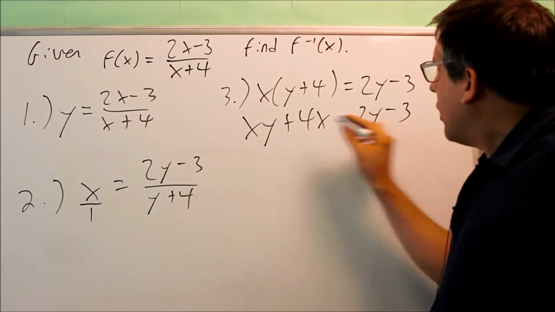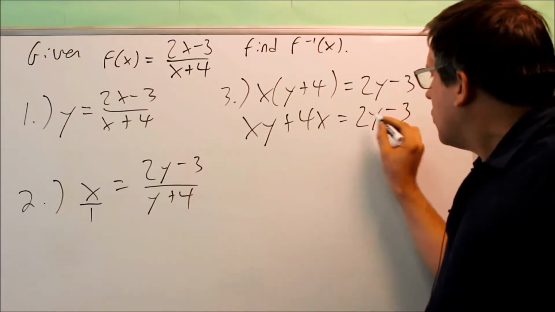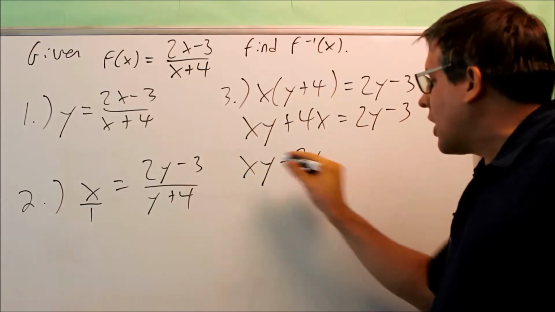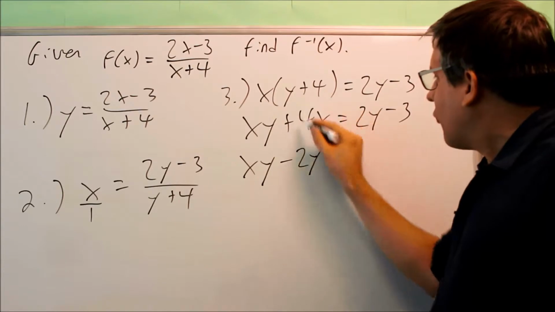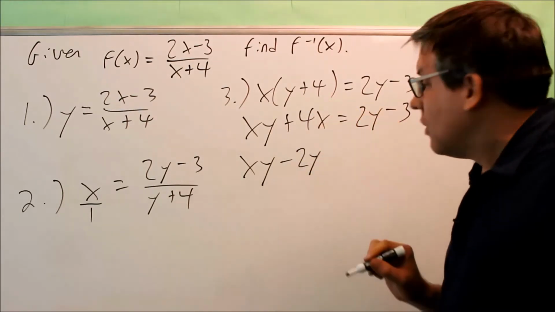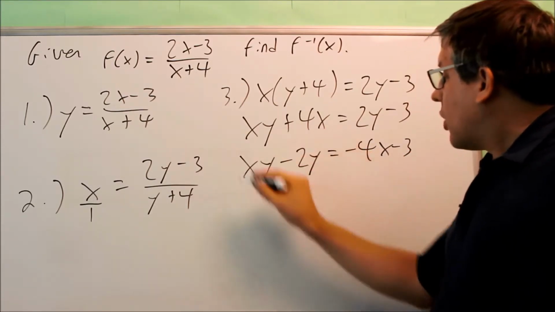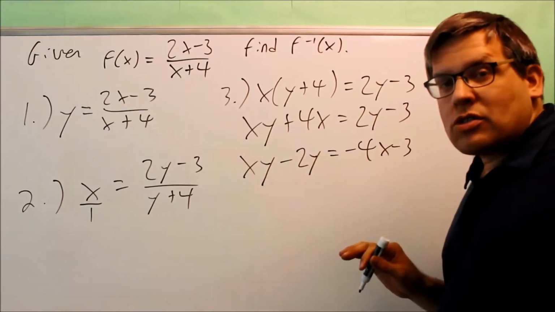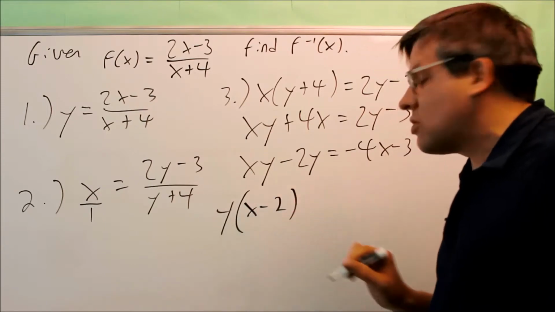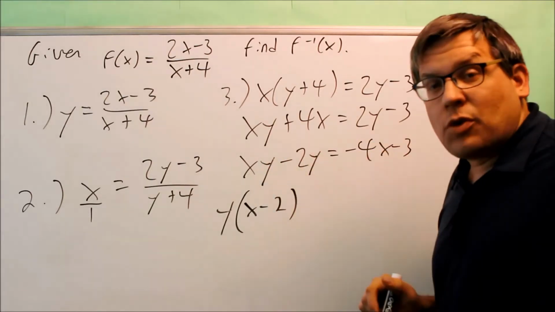And so what I need to do is get all the y's on one side of the equation. So I'm going to bring the 2y across the equal sign, and I'm going to make that negative, and I get xy minus 2y. The 4x that's here, I'm going to move that one across the equal sign as well because it doesn't have a y attached to it, and I get negative 4x minus 3. The reason why I want to get all the y's on one side of the equation is because I want to factor out a y. So if I factor out a y here, I get x minus 2 left over. Removing these y's again, all you're left with is x minus 2.